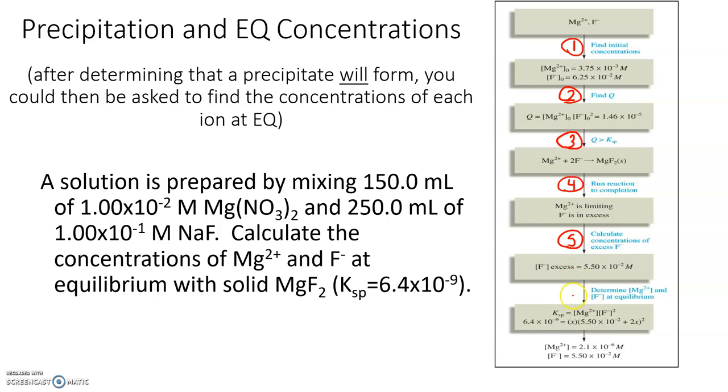And finally, step 6, we're going to determine the concentrations of both of those ions at equilibrium using our Ksp value. And this should be our final answer. Now, this is just the overview, the 6 steps that I'm going to take, and I will walk you through all 6 of those steps, but I just wanted to outline them for you so you can see all on one slide. But I will take you step by step through each one.